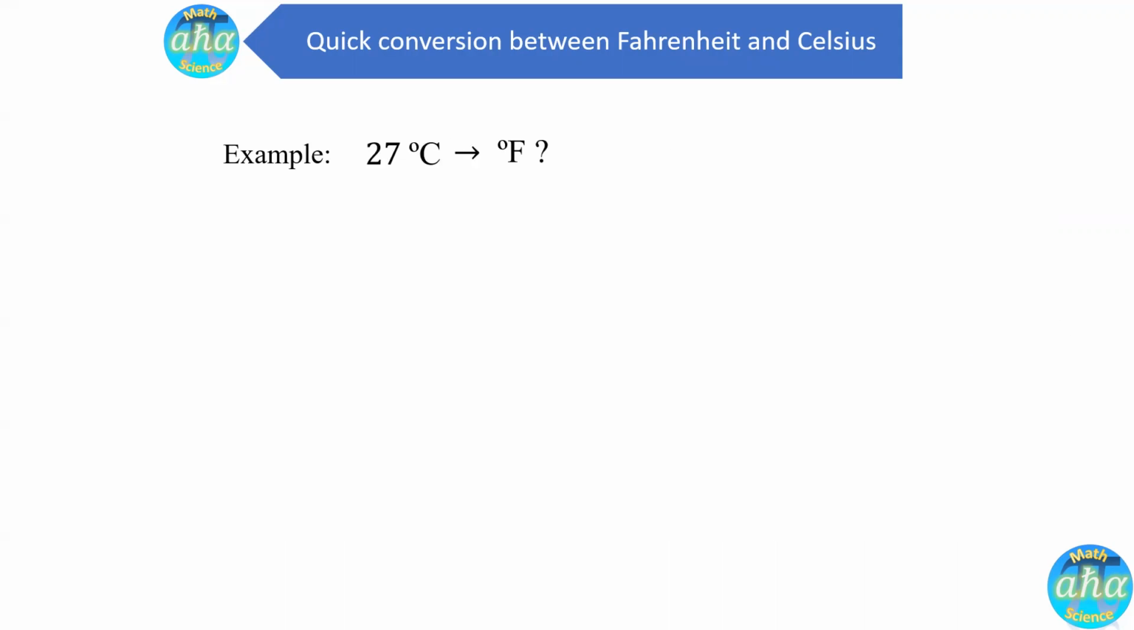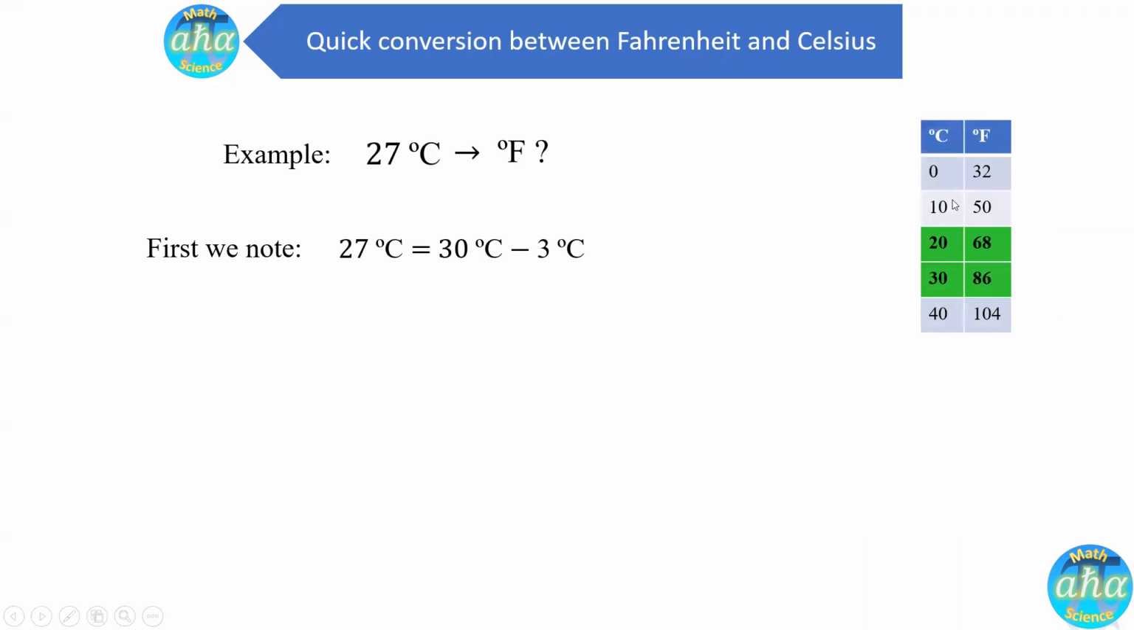Let's take a look at an example. If we have a temperature that's 27 degrees C, how can we convert it to degrees Fahrenheit? Well, we know 27 is very close to 30. It's actually 3 degrees below 30, so it's 30 minus 3. And we know from this conversion chart that 30 degrees C is 86 degrees Fahrenheit. When you actually do it in real life, you want to memorize this chart so that you don't need to look it up. 30 is 86 Fahrenheit.